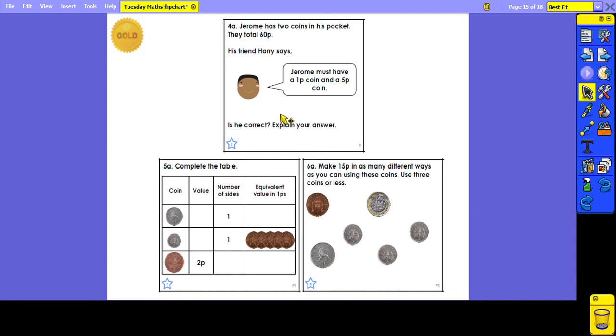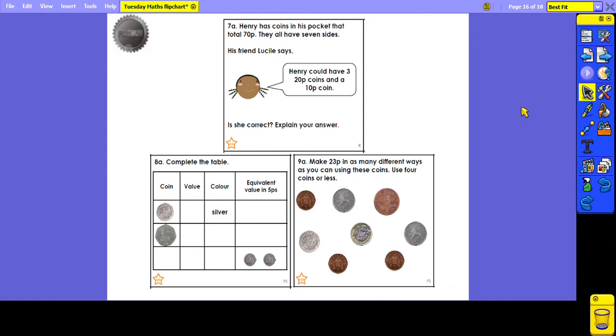For goals, you have got some reasoning and problem solving questions. We've been through some examples together, so go back and listen to those to help you. And for platinum, you've got some more challenging reasoning and problem solving questions.